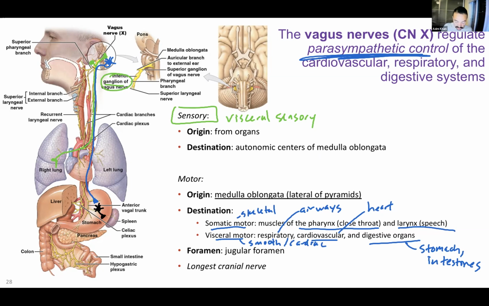Regardless of whether this is the sensory or the motor pathway, it goes through the same hole. That hole is also the jugular foramen. We saw this with glossopharyngeal nerve. It goes through that same hole.